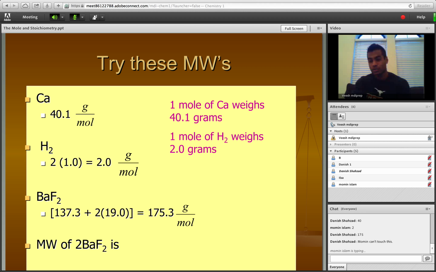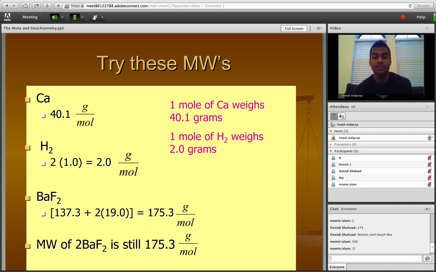So what if you have 2 moles of barium fluoride? Then what do you have? Wait a second. I kind of asked that question wrong. If you have 2 moles of barium fluoride, if it specifies 2 moles, what's the weight of that?